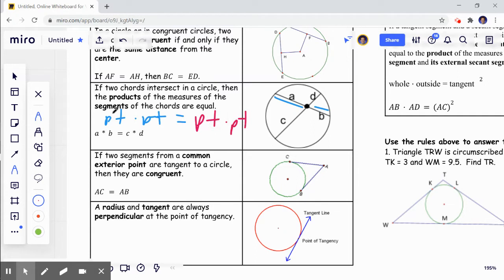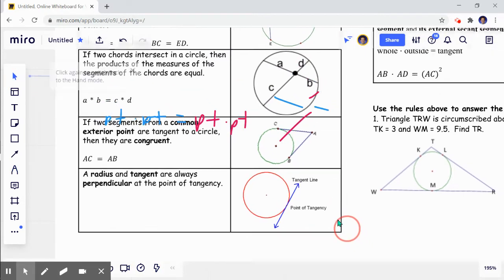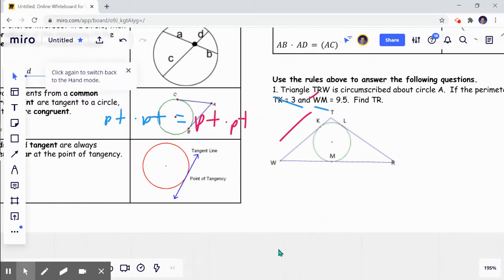So that's like my dumbed down way of explaining this rule. Let me show you guys some examples where this applies. So this only applies when we see two chords intersecting. So let's go to the next page where we can see some examples.